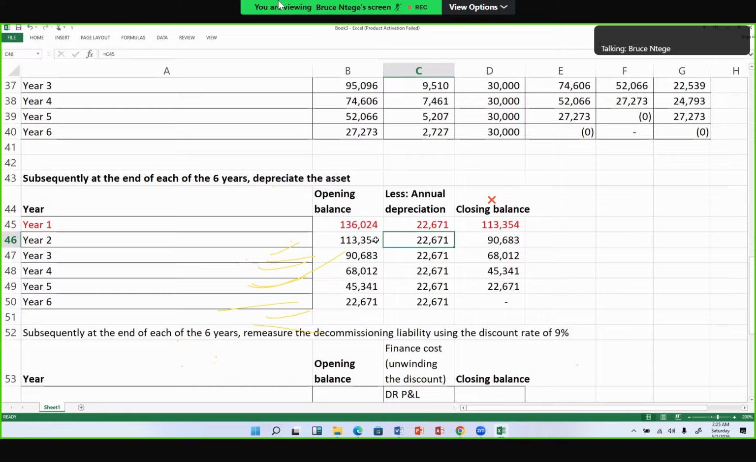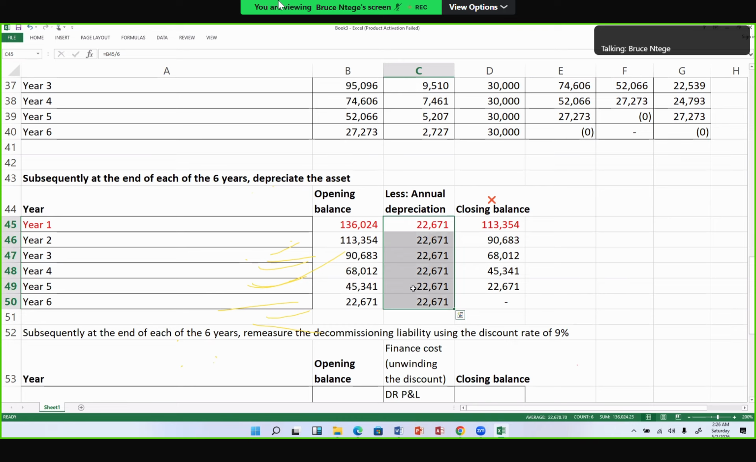So each year we have 22,671, and that's because IFRS 16 says depreciation should be straight line, so it's a uniform figure. Okay. Please always assume a scrap value of 0 until the examiner says that the residue value of that asset will have a figure. So depreciate the entire 136,024 divided by 6 years. So that's how we got it. The person was asking. And because it's straight line, you have the same depreciation every year.